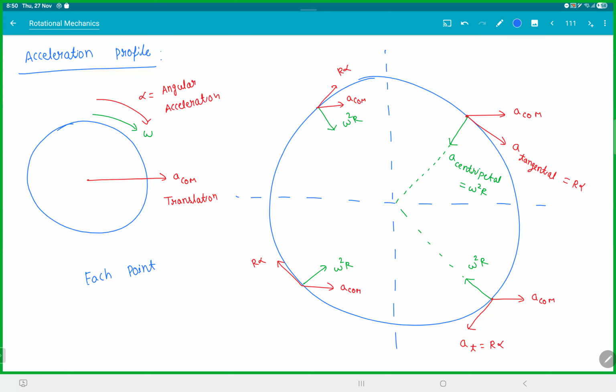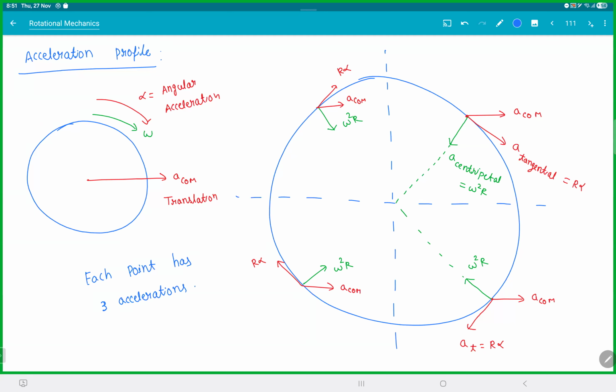If you remember, in non-uniform circular motion, every point used to have two accelerations, tangential and centripetal. Now you're adding translation to it. Is this clear, everyone? There. Now you know how the velocity profile and acceleration profile works.